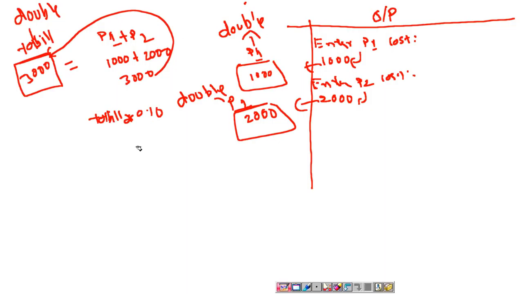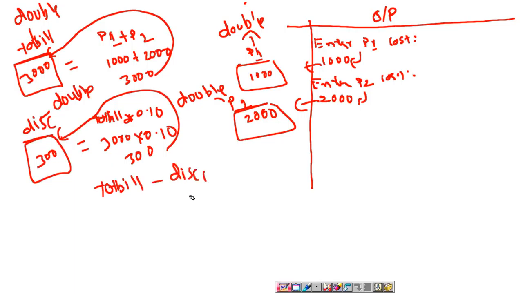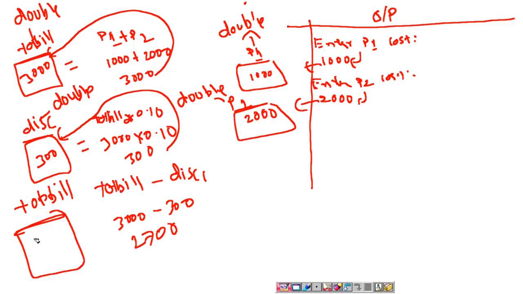After this, we have to calculate the discount. How to calculate? Total bill into 0.10. 10% or 20%? I said 10%, it's a discount. 3000 into 0.10 is 300. Now that 300 is nothing but the discount. Disc means discount, and let's say the data type is also double. Now discount means bill minus or bill plus? Minus. So total bill minus disc, 3000 minus 300, 2700.